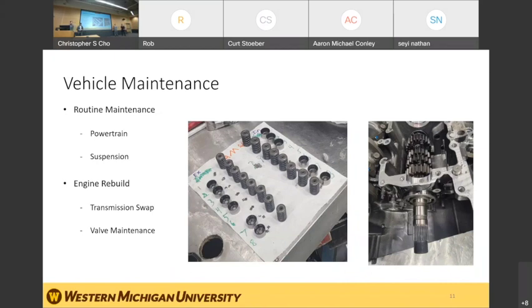Some of the routine maintenance included replacing powertrain fluids such as the oil and the coolant, as well as inspecting and tightening the chain. Also for suspension, the toe was set as well as the camber, and then corner weighting was done to make sure that the vehicle was balanced.